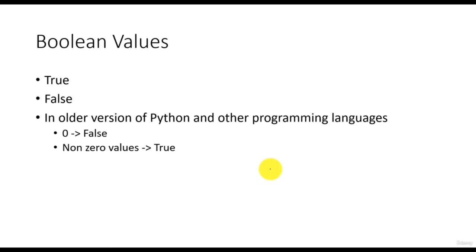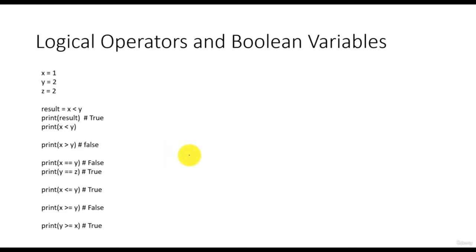However, before that, it is important to know that in case of older version of Python and in some other programming languages, the integer 0 is considered as false and any other value is considered as true. So as we discussed, the Boolean variables are used to store the result of some comparison. In a programming language, the comparisons are done using the logical operators. Let us discuss some logical operators.